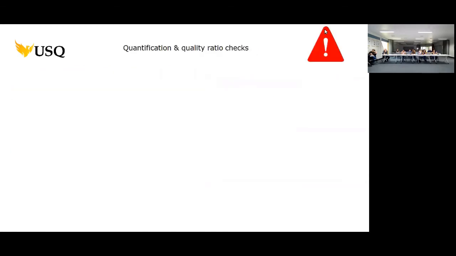Okay, quantification and quality ratio checks. This one is really important, and like I said, if you don't take anything else home with you, take this home with you because this is really important. You need to quantify your DNA and you need to do quality ratio checks, and you need to hit your targets for these because if you don't, you're going to have problems down the track. It's expensive, it does take a bit of time, and you want to make sure you get this right before you keep going.